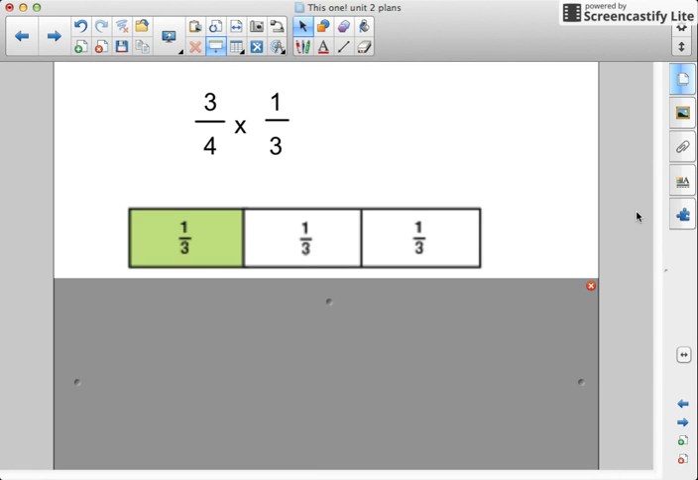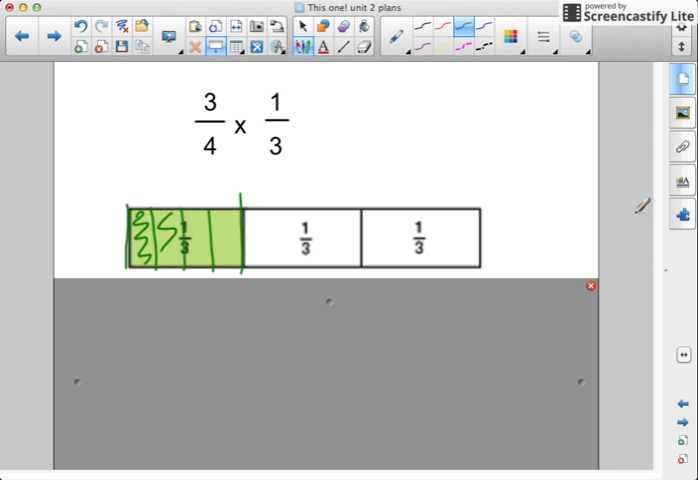So let's do some examples. 3/4 times 1/3, or 3/4 of 1/3 of the whole. So I need 3/4 of just this much, this 1/3. So I'm going to split it into quarters there. I need 3 of them. So that's how much I have.